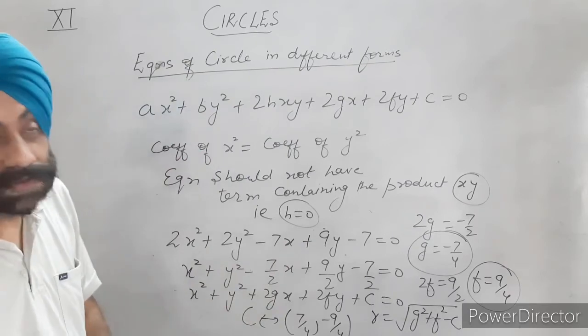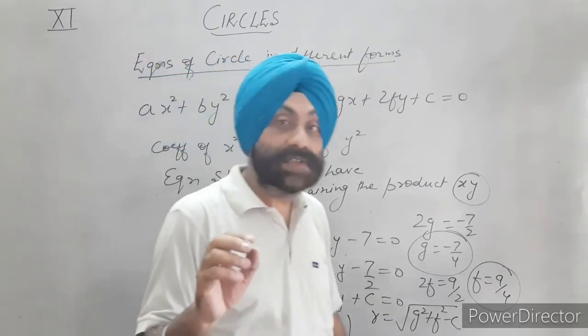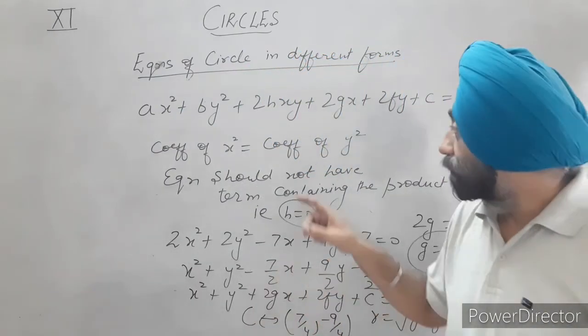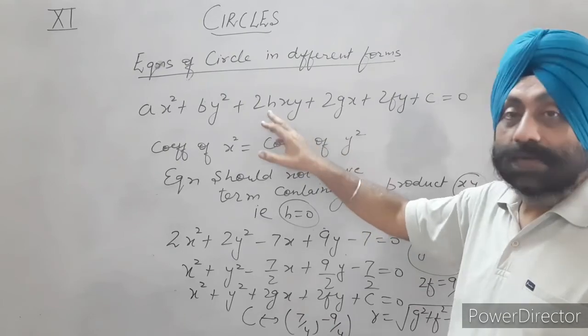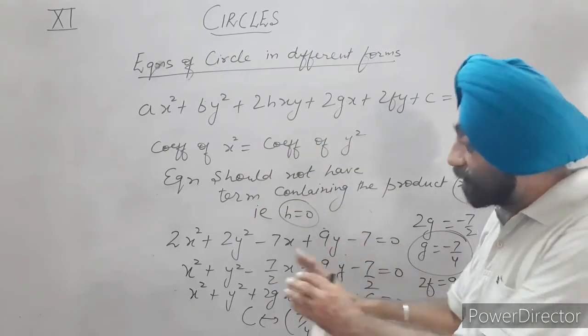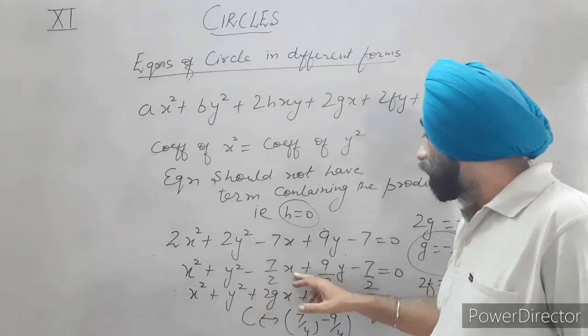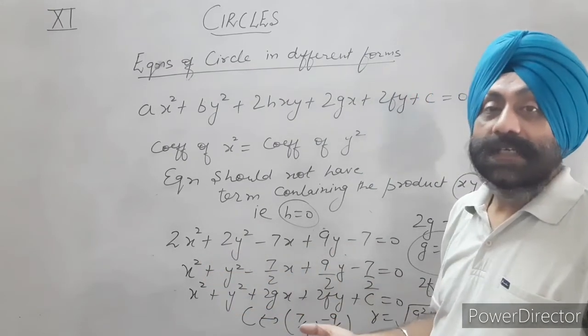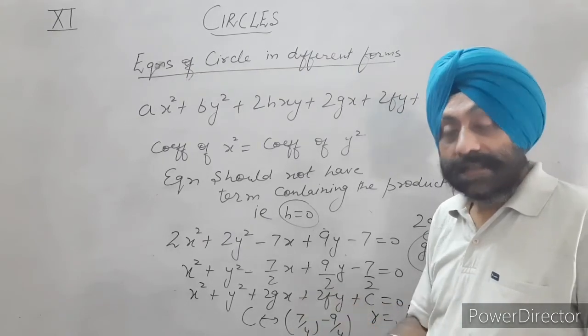Make sure that the coefficients of x square and y square are same, and it should not contain a term which has the product x into y. That means h should be equal to 0 in this, right? Then it represents a circle. Now once you are clear it is an equation of the circle, then we can solve for the center and for the radius of the circle.